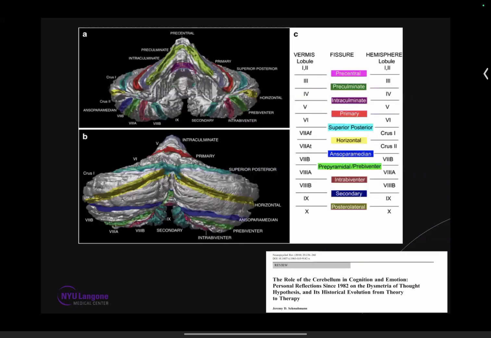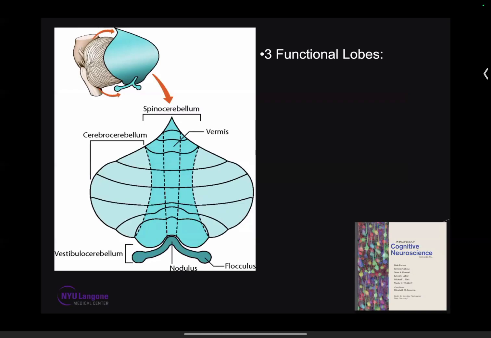Another representation, a 3D surface shaded display showing you the anterior surface of the cerebellum and the posterior surface, and you can see the primary fissure and the horizontal fissure dividing the cerebellum into different lobes. As I said, there are three functional lobes of the cerebellum.